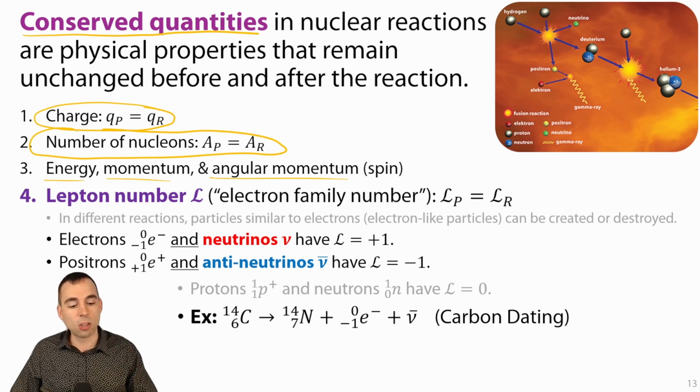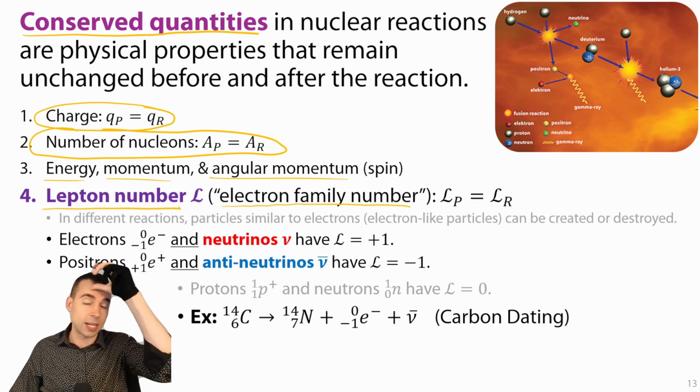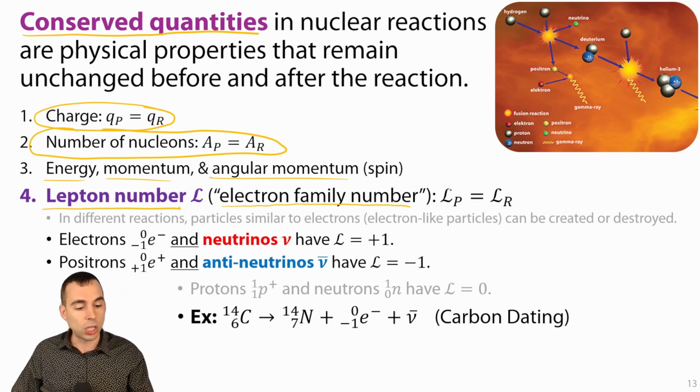Energy, momentum, and angular momentum will also all be conserved, but one new number that will also be conserved in the nuclear reactions is called the lepton number, which uses script L as its symbol. And sometimes people will call this the electron family number or the electron likeness number. Essentially, we will always have lepton number conserved in a nuclear reaction, so script L of our products will always equal script L of our reactants.